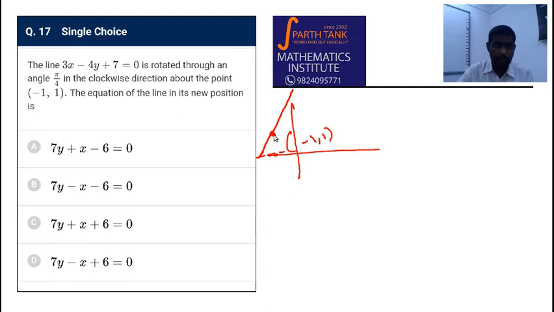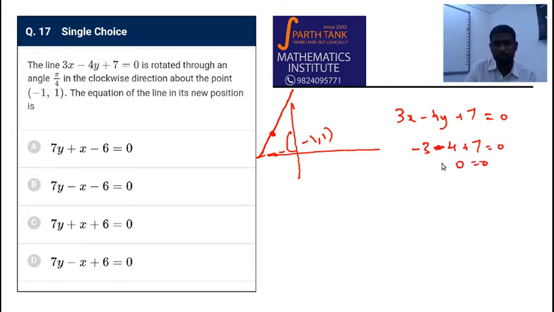Now, how do we know whether this point lies on this line? Substitute and check: 3x minus 4y plus 7. If you put minus 1 and 1 here, it should be equal to 0. Minus 3 minus 4 plus 7, which becomes 0. So 0 equals 0, so the point lies on the line. So they are rotating this line about this point, clockwise by 45 degrees, pi by 4. So it is rotated clockwise by pi by 4.